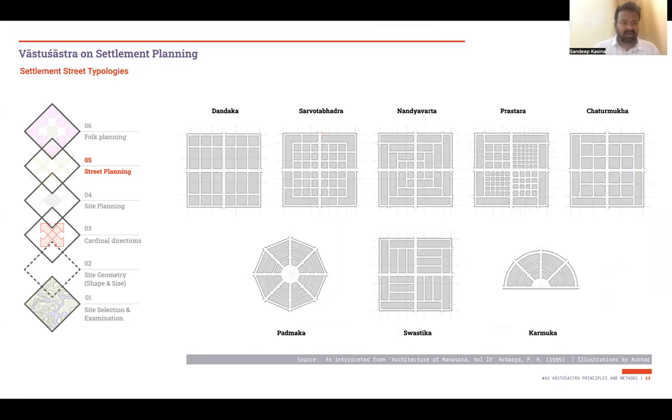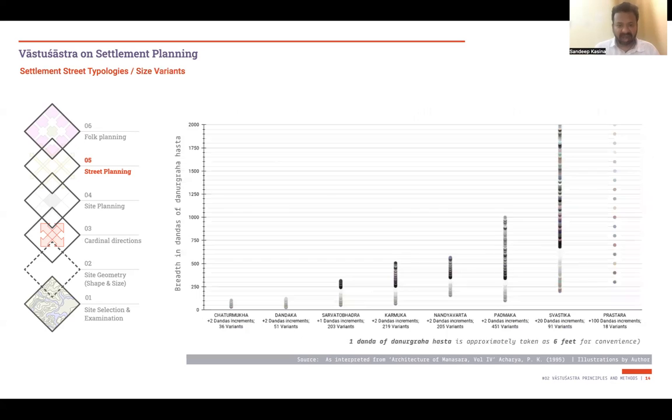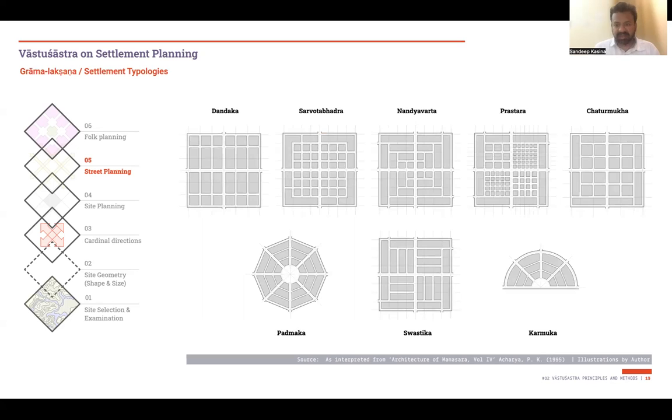Prescribed street patterns. Vaastu Shastras provide various detailed descriptions of street patterns based on the location and purpose of the settlement. Examples include Dandaka, Sarvatobhadra, Nandyavarta, Padmaka, Swastika, Karmuka, Prastara, and Chaturmukha, as you see. Each of these types has unique street layouts, with variations based on settlement type and size. The ancient texts also specify the widths of different streets, ranging from primary roads to connecting roads.